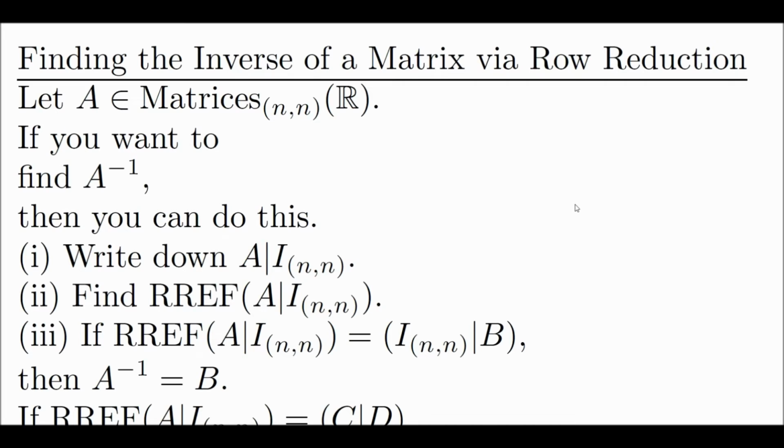You can find the inverse of a matrix using row reduction. Let's say that A is an n by n matrix made of real numbers. If you want to find the inverse of A, then you could do this. You're going to write down this matrix that you get by gluing the identity matrix onto A. Then you could find the row reduced echelon form of that new matrix. If that row reduced echelon form looks like this, so you have the identity matrix on the left now, and then some other matrix B on the right, then your inverse of A is this matrix B that you see on the right.